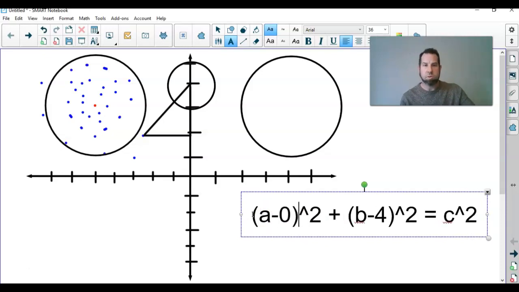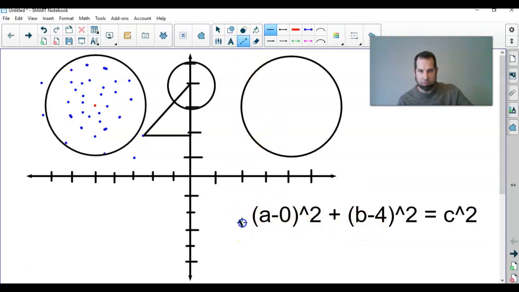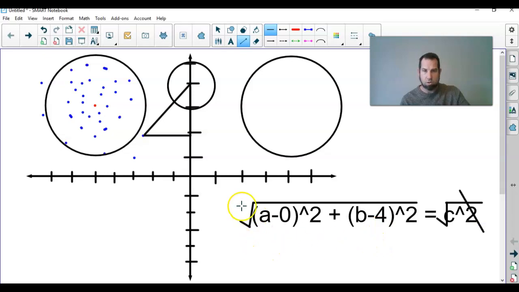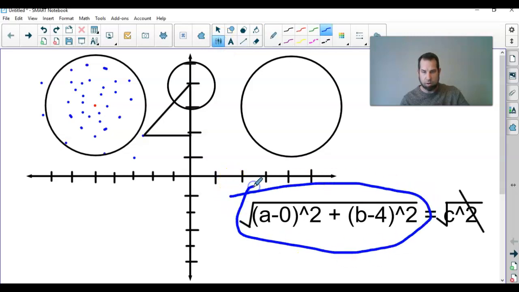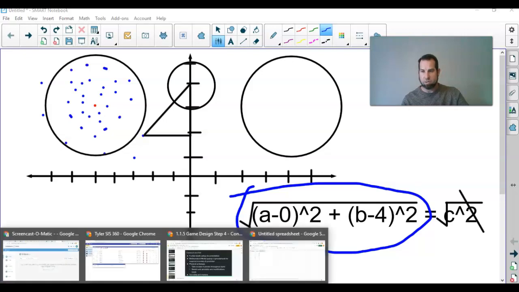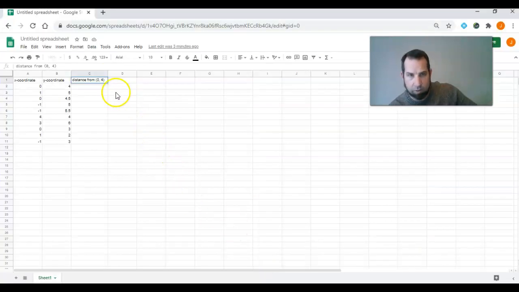All right, so there we have it. This is the formula, and then I would be taking the square root of this. I would take the square root of this to figure out my answer, because that would give me my C. Because if I take the square root, these cancel out. So this is what we're doing here. Like I said, if it's 0, 0, then I don't have to do anything.